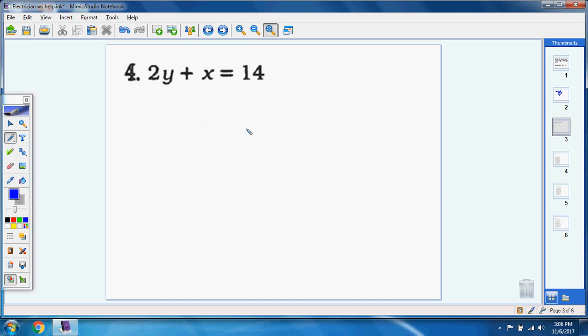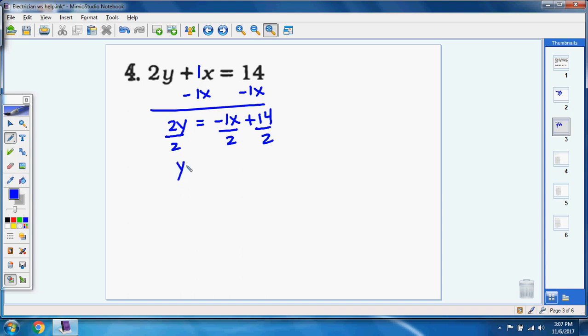All right, let's try a number 4. Remember, if you want to, put a little 1 there. So you're going to move the x. Oh, look, they're trying to trick you. Move the x. Not the first item, move the x. So subtract 1x on both sides. 2y is equal to negative 1x. Add 14. And then again, I'm going to divide by my 2. So y is equal to a negative 1/2 x, and then add 7. Looking at my answers, letter Y.